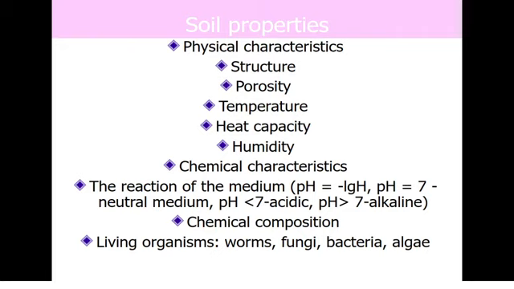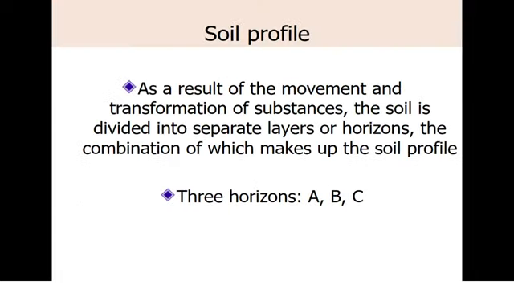Soil properties. Physical characteristics: structure, porosity, temperature, heat capacity, humidity. Chemical characteristics: the reaction of the medium, chemical composition, and living organisms such as worms, fungi, bacteria, algae. Soil profile. As a result of the movement and transformation of substances, the soil is divided into separate layers or horizons, the combination of which makes up the soil profile. Three horizons: A, B, C.